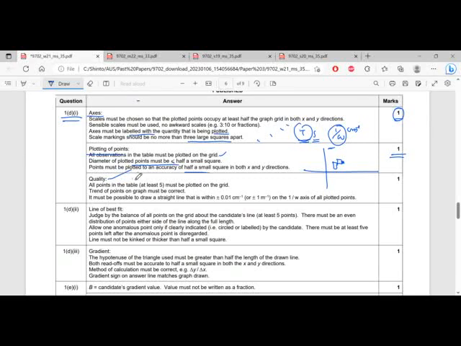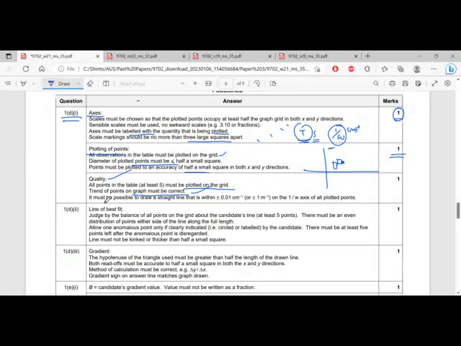Now comes quality. All points in the table must be plotted. Then the trend must be correct. Either it should be increasing, or it should be decreasing. And also remember this, they have given you this particular experiment or devised this experiment with clear instructions in such a way that you will always get a straight line.